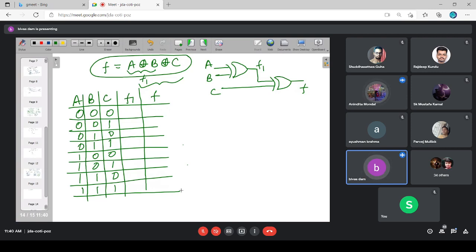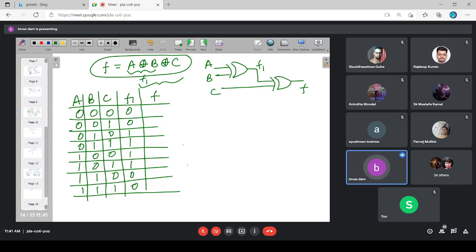So I have to find out for which input combinations A and B are different. There the output F1 will be 1. So here it is different, here it is different, here it is different, here it is different. In the other cases, the A and B are the same, so the outputs are 0. Is it clear? Yes, sir.